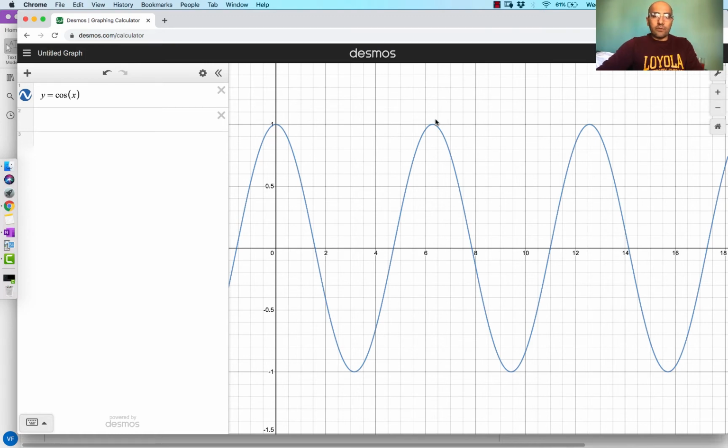If it was in degrees, it would complete one whole cycle in 360 degrees. So this is definitely in radians. Okay, so now let's look at a table of values.